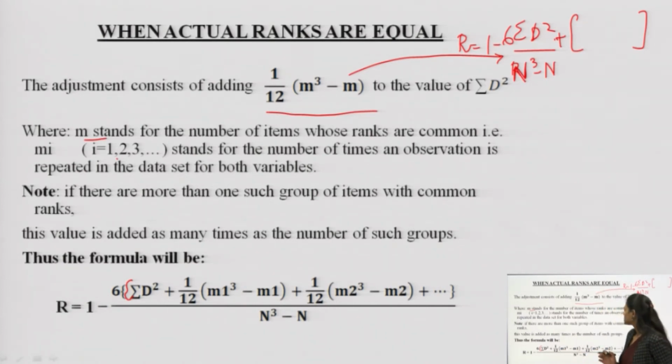So, this 1 over 12 term will be repeated as many times as ranks are repeating. This is one lot having the same rank, but what if there is another lot also? We will repeat this addition here. As the number of lots with the same rank increases, we keep repeating it that many times, divided by n cube minus n.